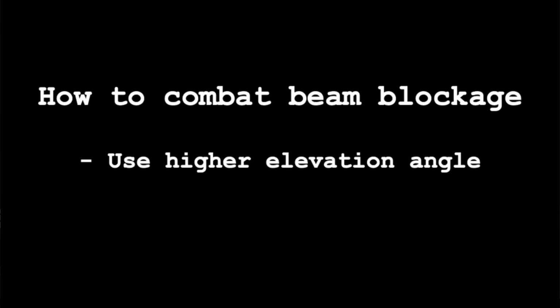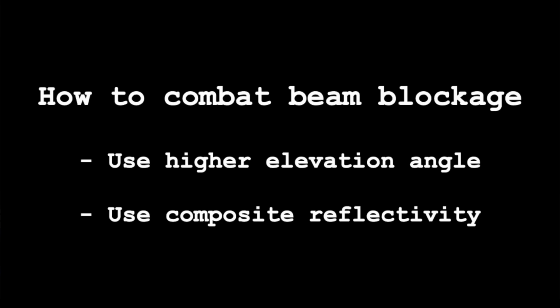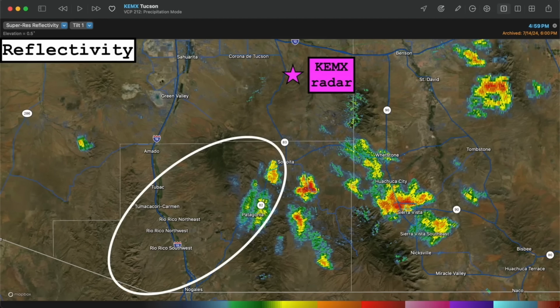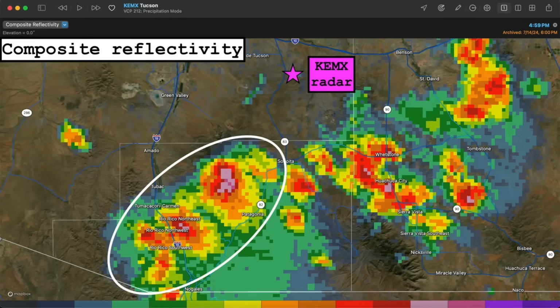In these situations, using an elevation angle higher than the lowest one can help alleviate the beam blockage issue, and in extreme cases in which several tilts are affected, the composite reflectivity product can help you see the storm more effectively. For example, the Tucson, Arizona radar site KEMX is located in the mountains near the city, causing significant beam blockage issues particularly to its south and southwest. Focusing on this area, notice how the base reflectivity data shows little in the way of robust convection, but if we switch to composite reflectivity, we see several intense thunderstorms occurring.